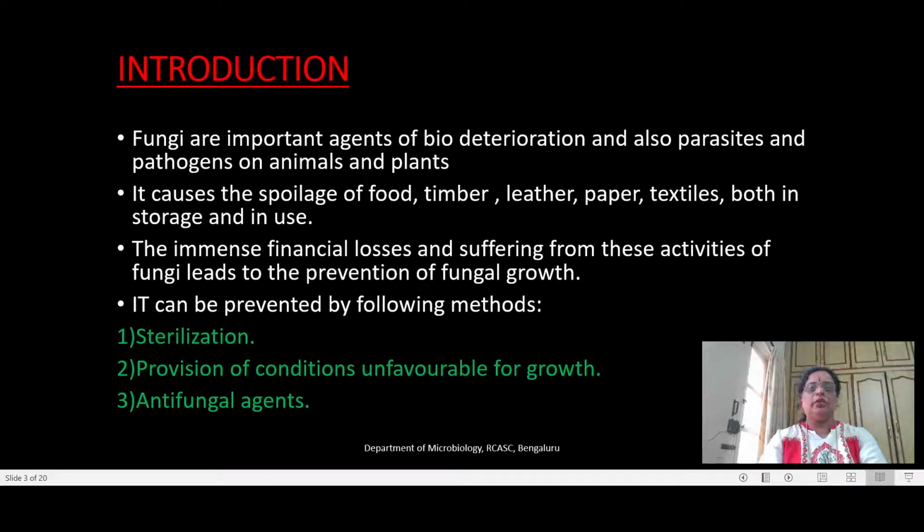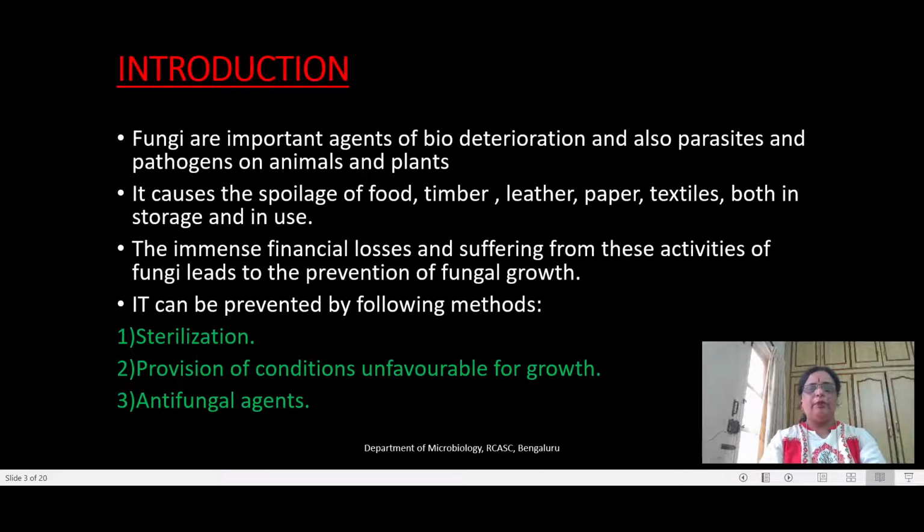They are involved in spoilage of food, timber, leather, paper, textiles, and they are also found to be pathogens onto animals and plants, because of which there would be a great economical loss. Hence, in order to avoid this, the prevention of fungal growth has to be done.